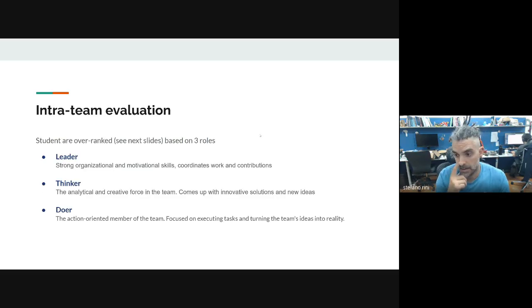And in terms of scoring, again, our effort here is not to give grades to people or pretend that we can really understand a person's ability in 12 weeks. But what we think is important is that people realize that they have to take a certain role in the team. And the roles that we have decided to group people by will be leader, thinker, and doer.